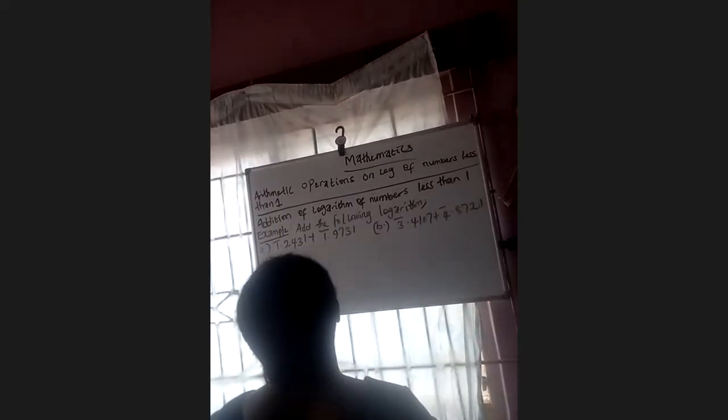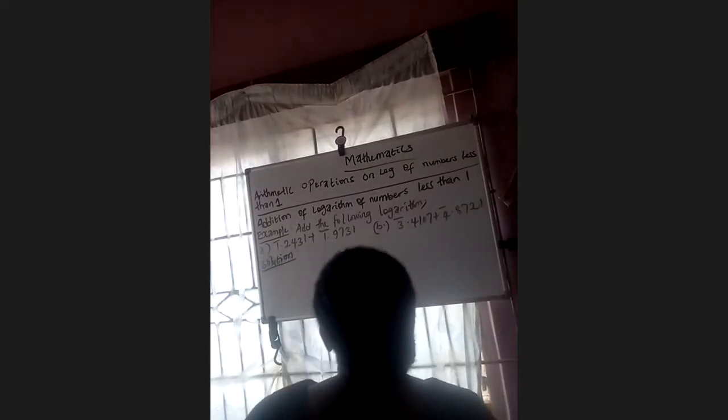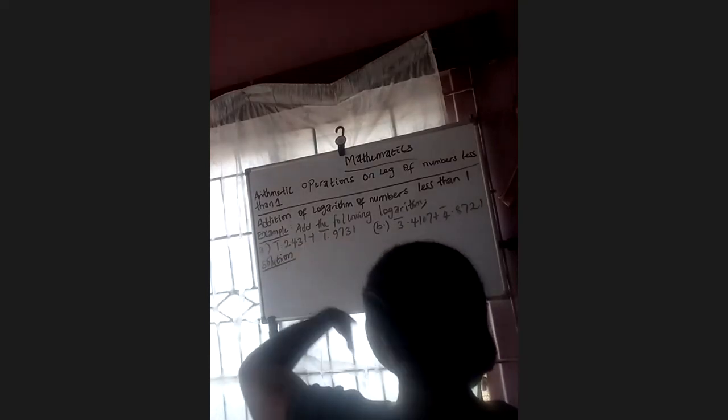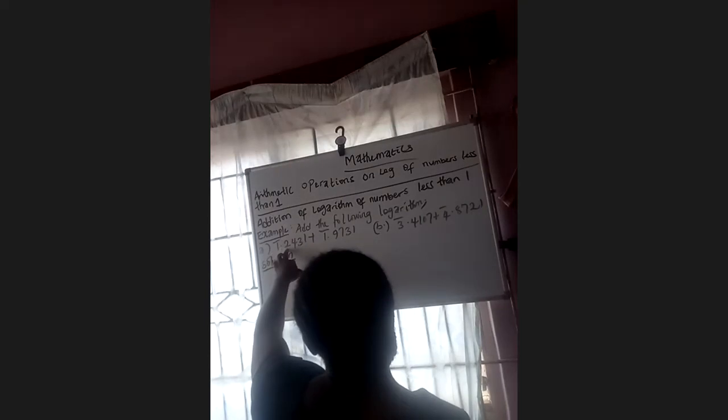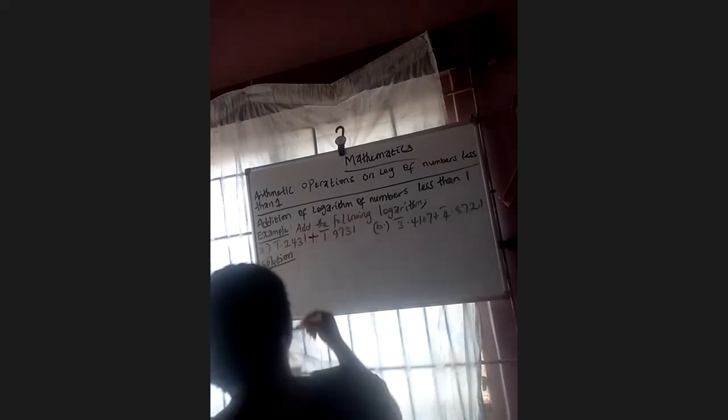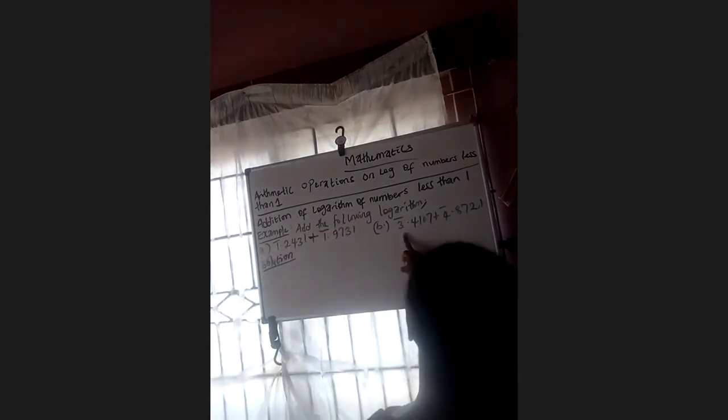So we want to deal with arithmetic operations, and the first operation we will be considering is addition of logarithm of numbers less than 1. Under addition, we have this example, add the following logarithm. The first one, bar 1.2431 plus bar 1.9731. And the second one is bar 3.4107 plus bar 4.8721.